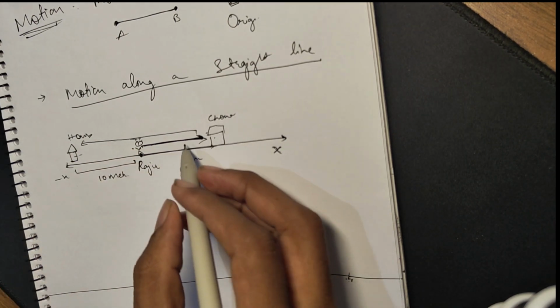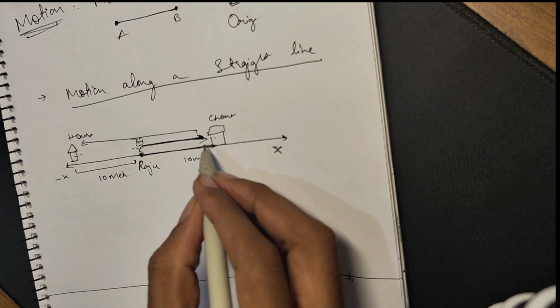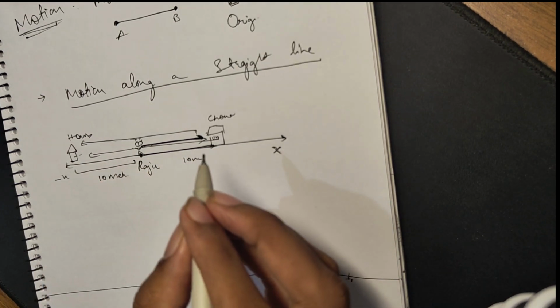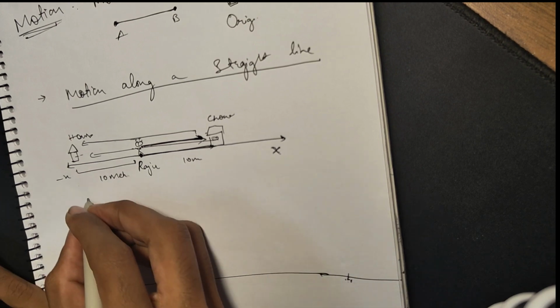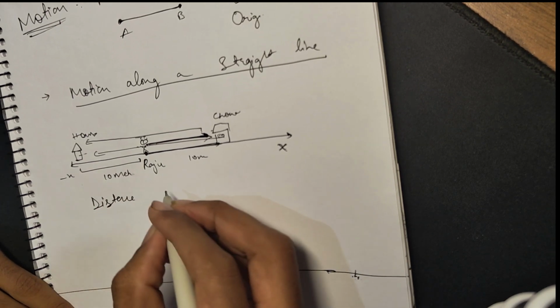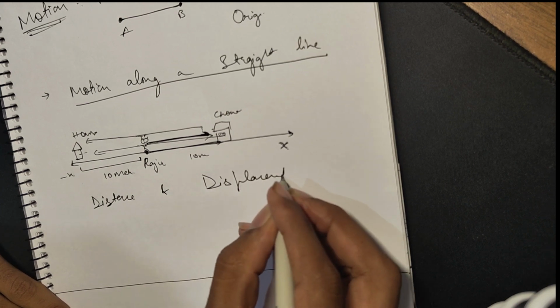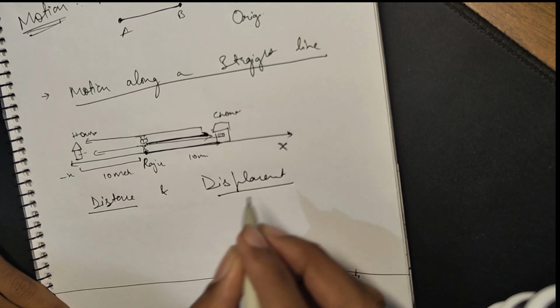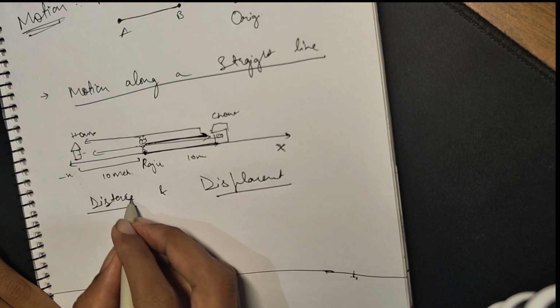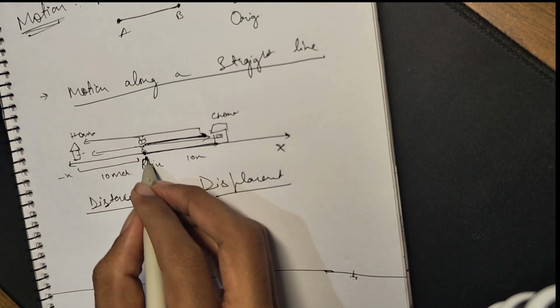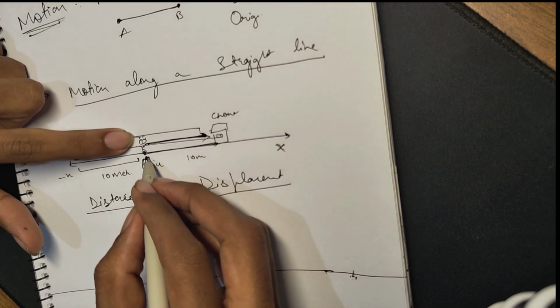Now what exactly is happening is Raju goes 10 meters, he takes chocolate and then he goes back to his house. Now let us take a look at 2 important terms, distance and displacement. How do we say what distance Raju has covered in this trip? From Raju's reference point, from the origin point where Raju started. This is the origin. What's the distance Raju has covered?